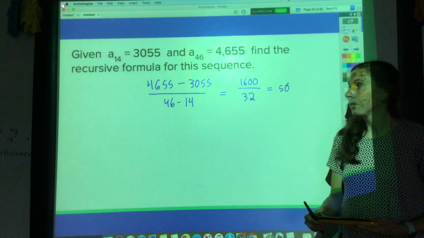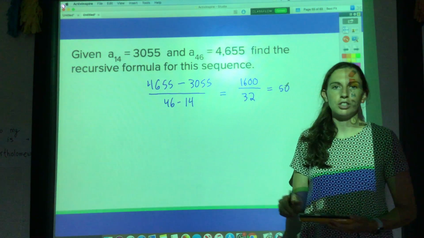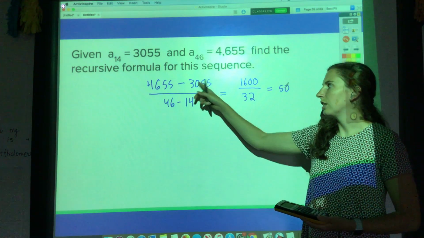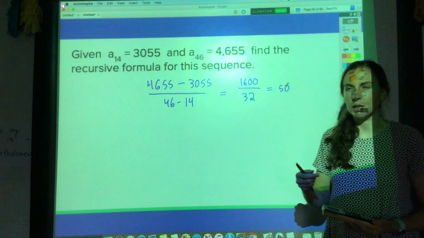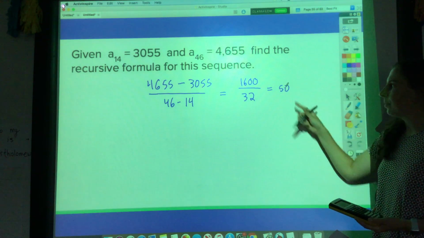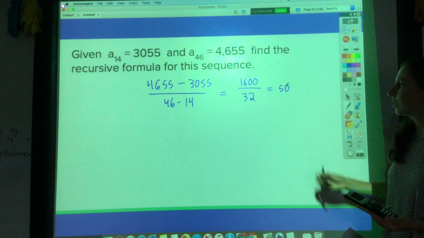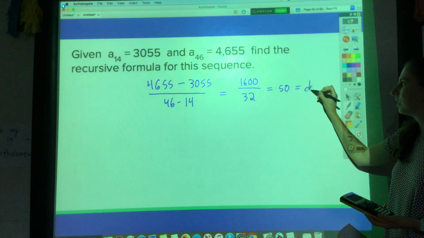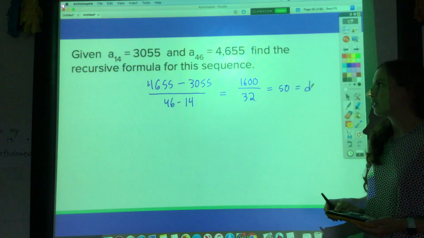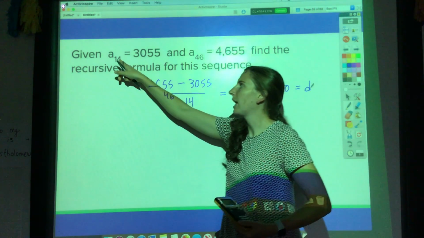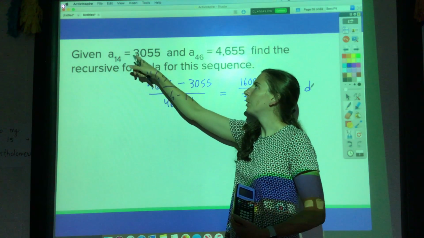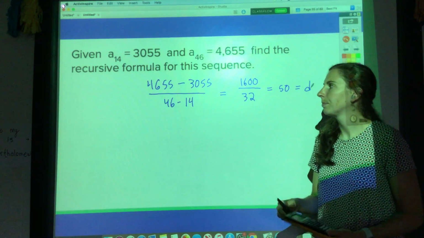Basically, it's the slope. It's the change in y over the change in x. It's the change in the terms versus the change in the term number. And it's 50. So this is the common difference, which is basically like the slope. It's the number you were adding each time. If we added 50, 50, 50, we would get from here to here.